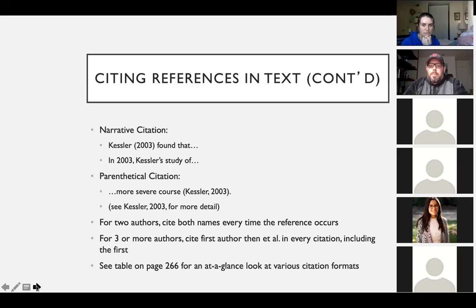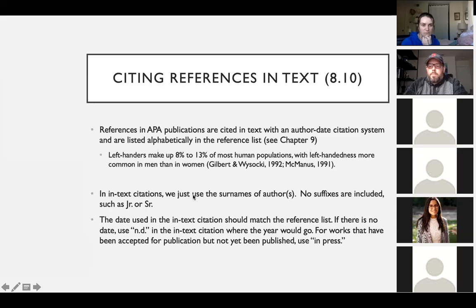Dr. T, I had a question. Yeah. On that last slide, for the example for the left-handers make up 8%, is the order the years that they were published? I think I missed when you mentioned.